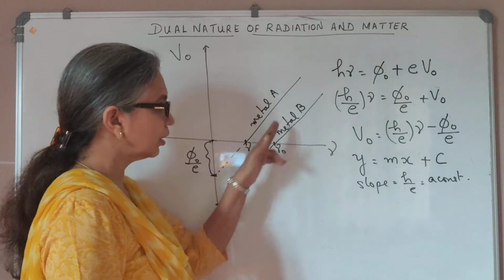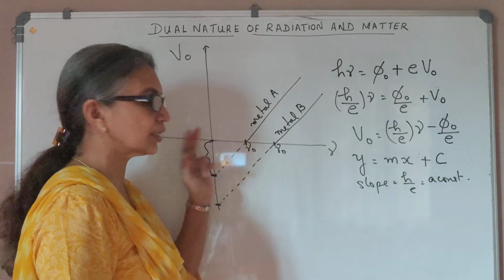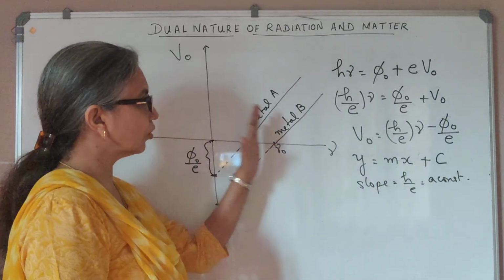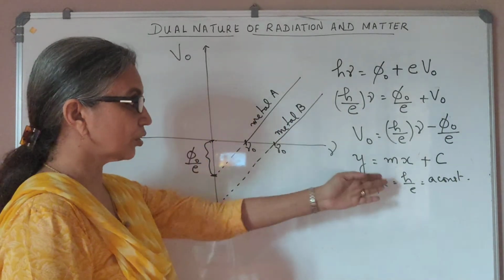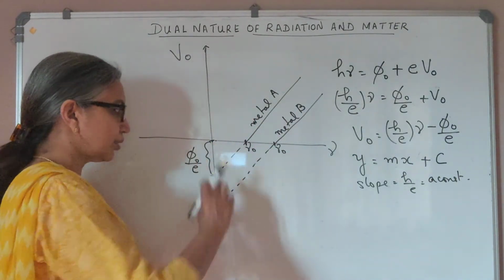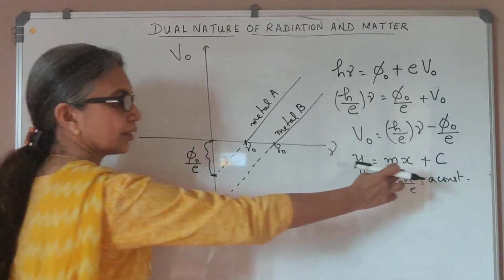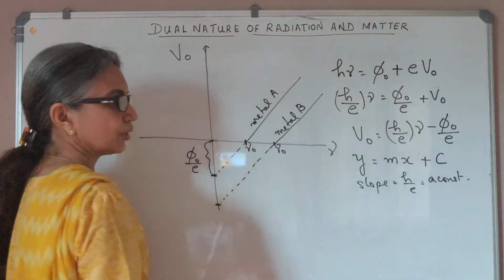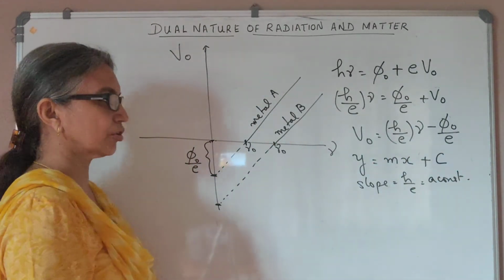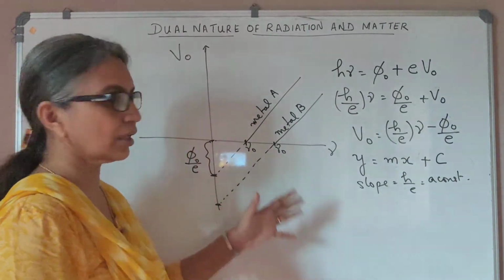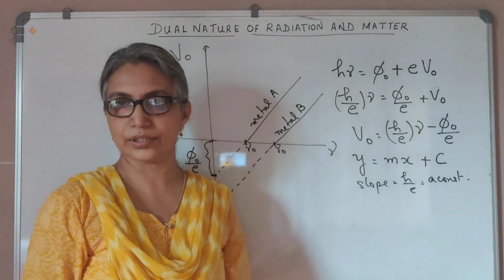From our graph, you will see threshold frequency of metal B is greater than that of metal A, but all of them will be parallel lines because the slope of this will be the same. And this will give you the y-intercept, the negative intercept will be work function by electronic charge. Okay. So this is the last graph that we need to discuss in this chapter.